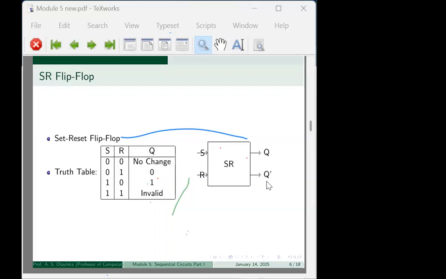It is constructed using NAND gates. It's just that it has a little bit different logic behavior. Is that okay? But that's the circuit that is used.